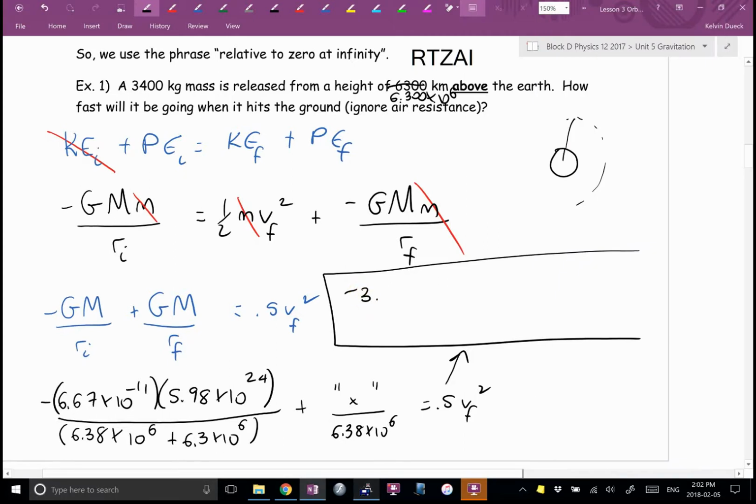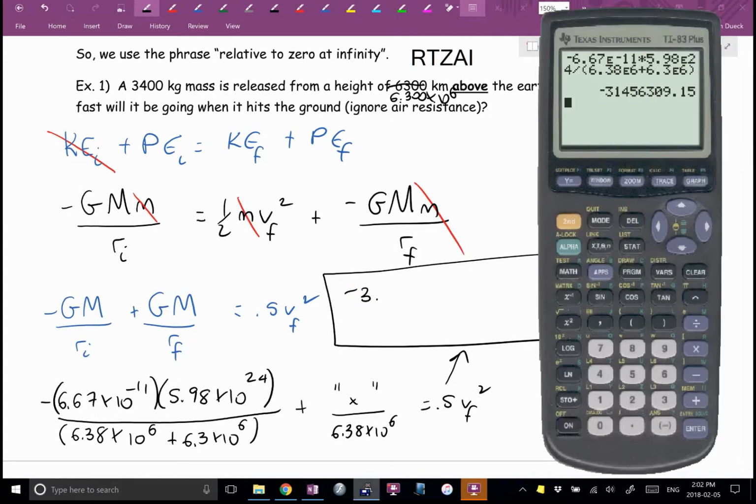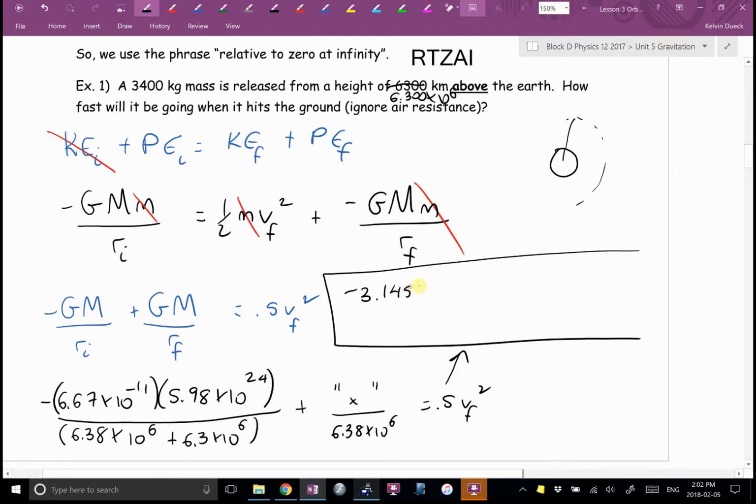Negative 3.14563 times 10 to the 7th. And then right here there's a plus sign.